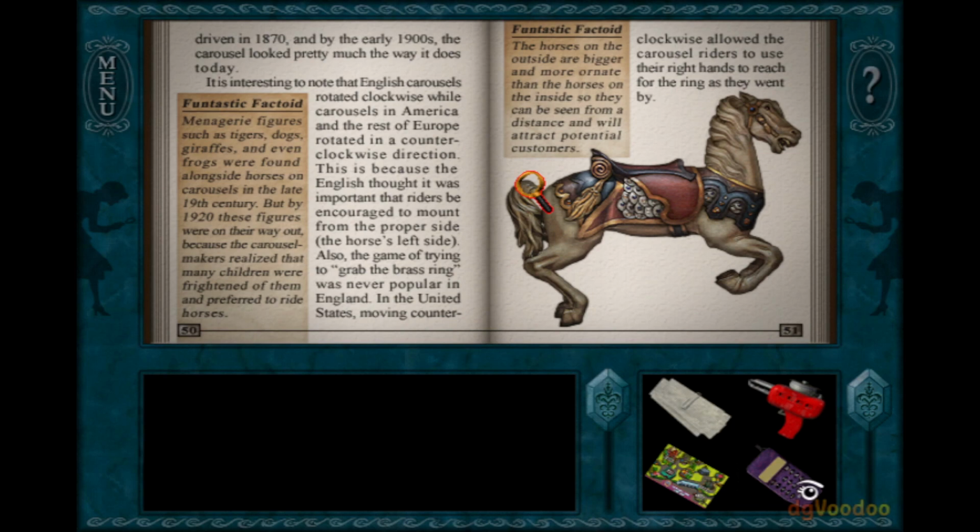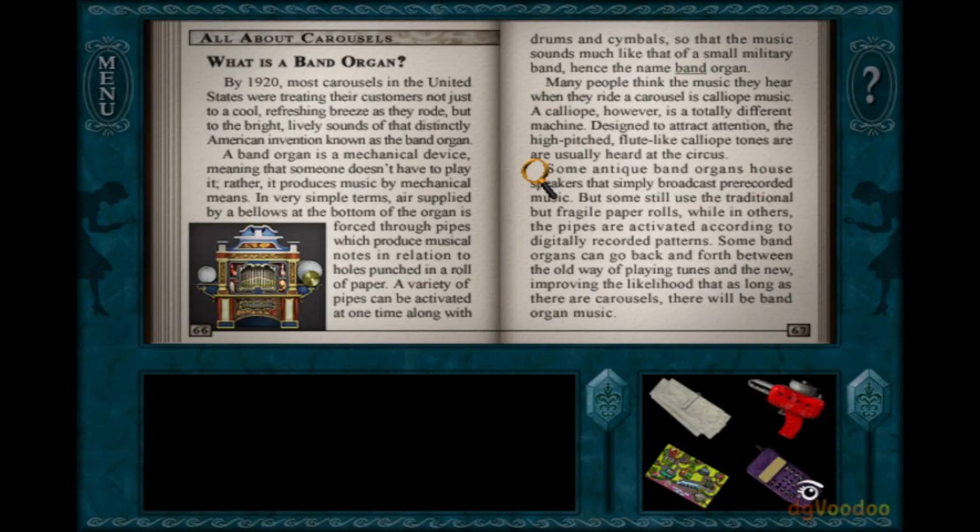In the United States, moving counterclockwise allowed the carousel riders to use their right hands to reach for the ring as they went by. The horses on the outside are bigger and more ornate than the horses on the inside, so they can be seen from a distance and will attract potential customers. Makes sense? What is a band organ?